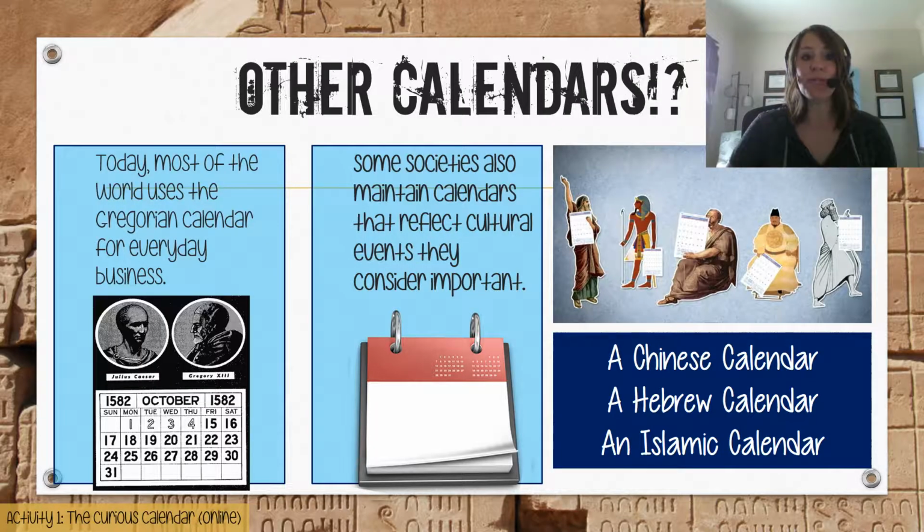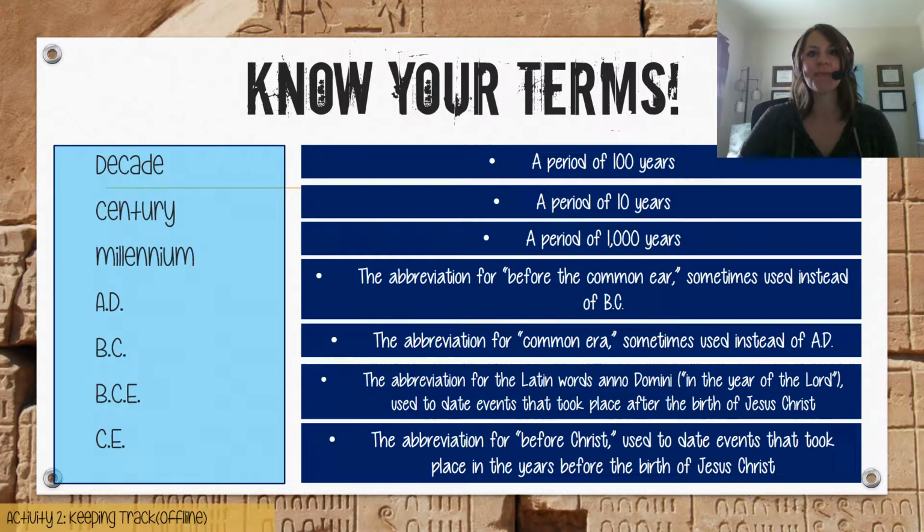So today, most of the world uses the Gregorian calendar for everyday business. Some societies also maintain calendars that reflect cultural events that they consider important. We have a Chinese calendar, a Hebrew calendar, an Islamic calendar. So there's still many calendars, but for everyday business purposes, you're going to see the Gregorian calendar being used for most of the world. So make sure that you know your terms.